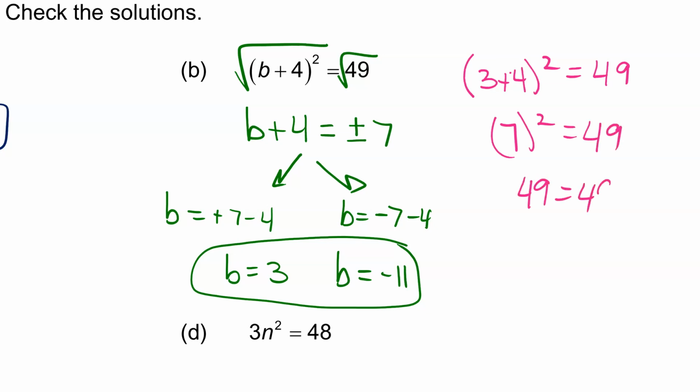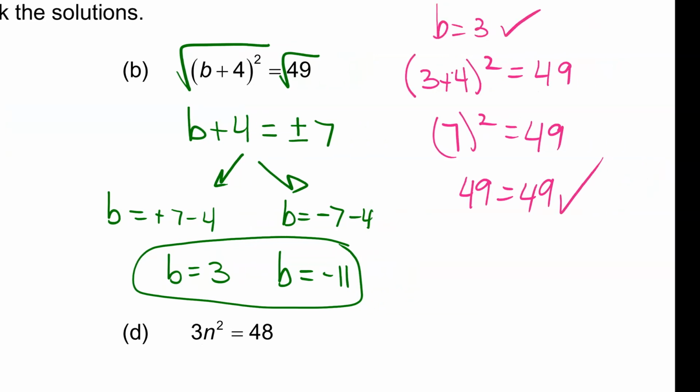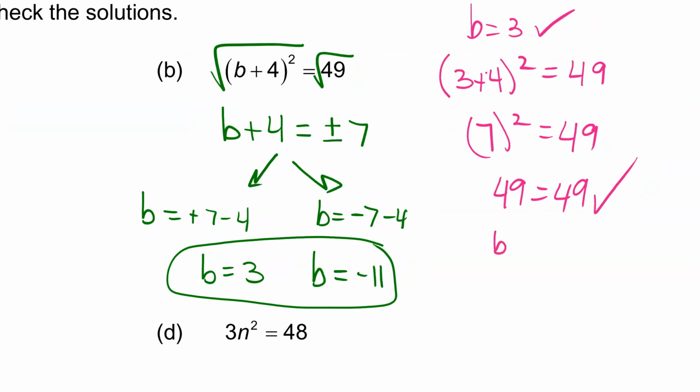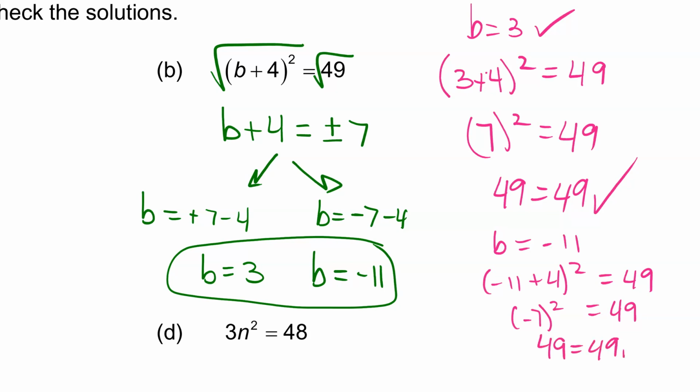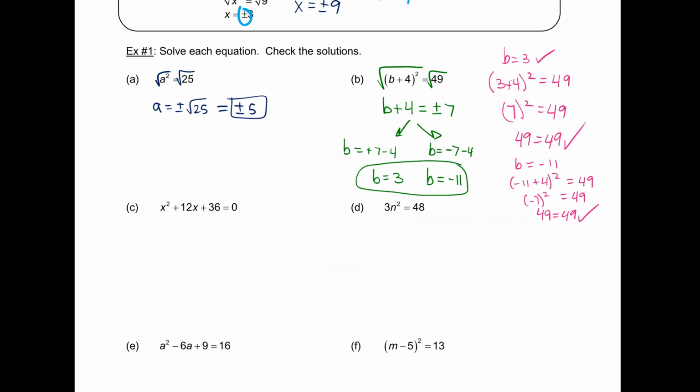So this part in pink is showing you that when I plug in b equals 3, it works out. If I plug in b equals negative 11, negative 11 plus 4 squared equals 49. So this is negative 7 squared equals 49. Negative 7 squared is 49, so that one works as well. So I'm showing you our answers work. We're just plugging in, proving that this worked. You don't have to check, but this first one I'm just writing to prove that it works. Okay, so what about part C?